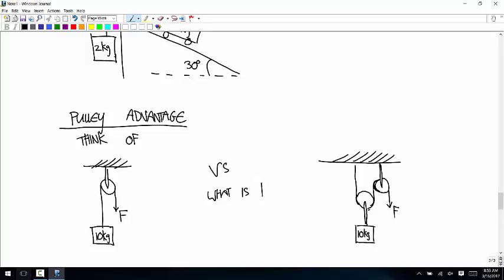So what is F that's required, what does it mean to hold this up? It means to make it so there's no acceleration. So what's the F required for zero acceleration in each case?